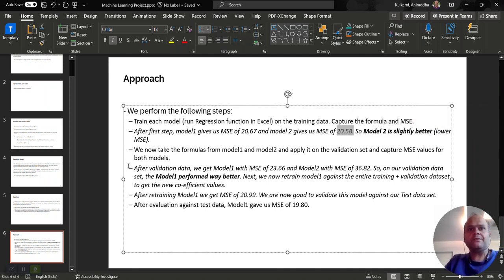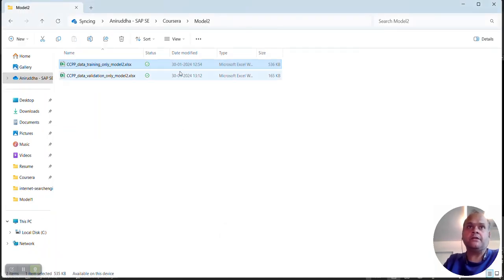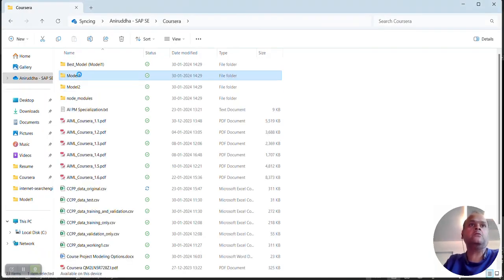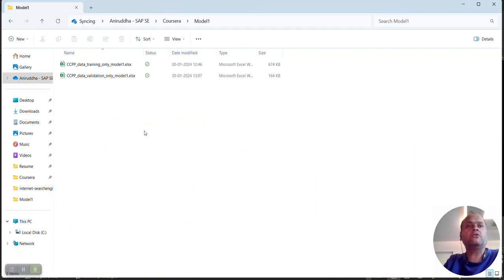So the next step is we take the formulas which these two models have given us, apply them on the validation set, and then capture the MSE values for both the models. We do this with the hope that the mean squared error remains fairly the same, or at least doesn't go worse, because this is a new data set that the model hasn't seen before. And we have to see how the model behaves now on the new data set.